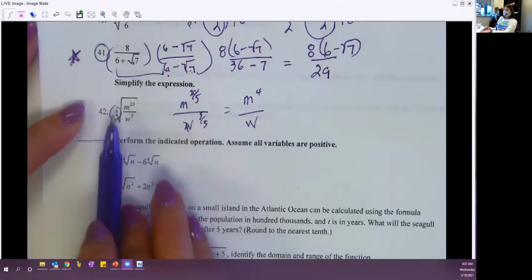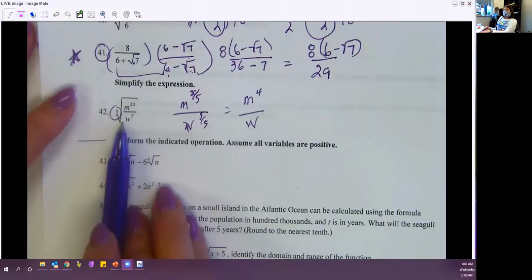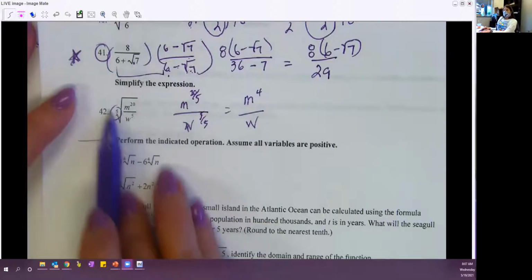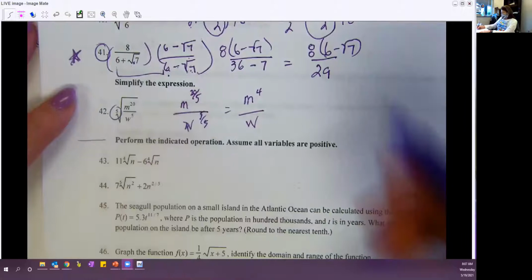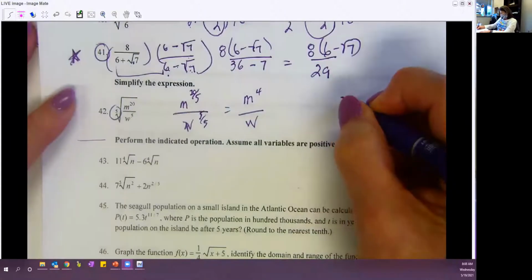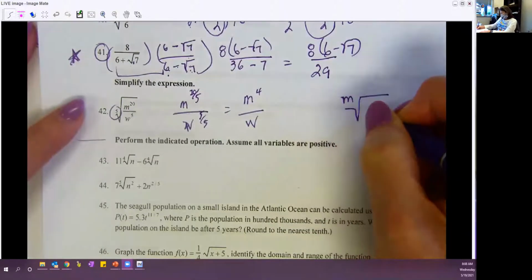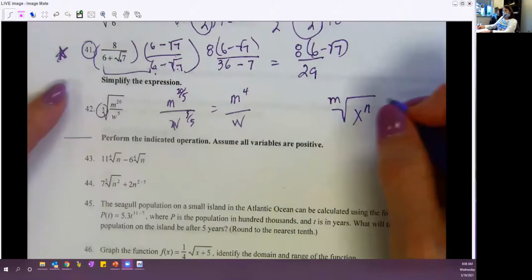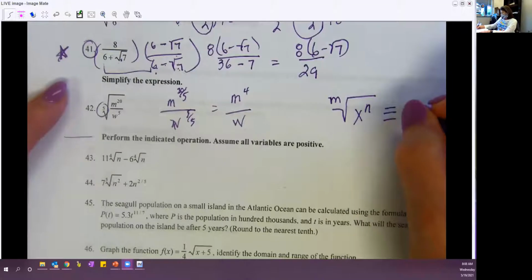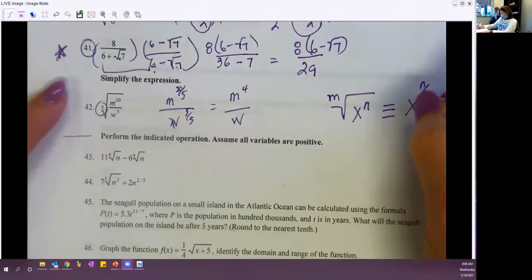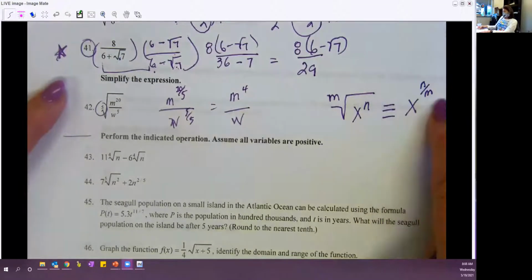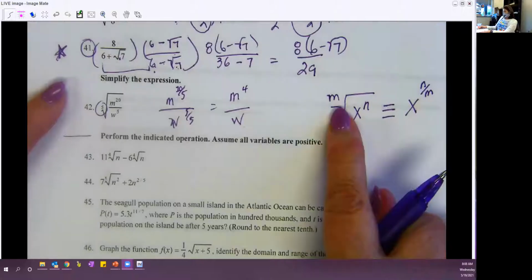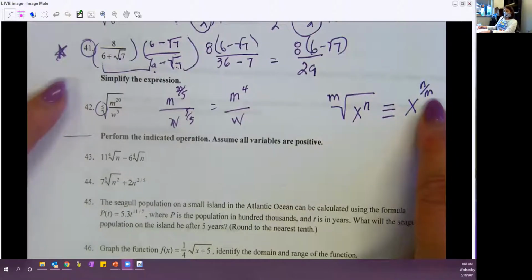And then this question is making sure that you understand how to go from the radical form to the rational exponents. So you remember that you have the m root of x to the n. This is the same thing, it means they're identical. It's the same thing as x to the n divided by m, your fraction. So your root, or the index, is always the denominator in the fraction.